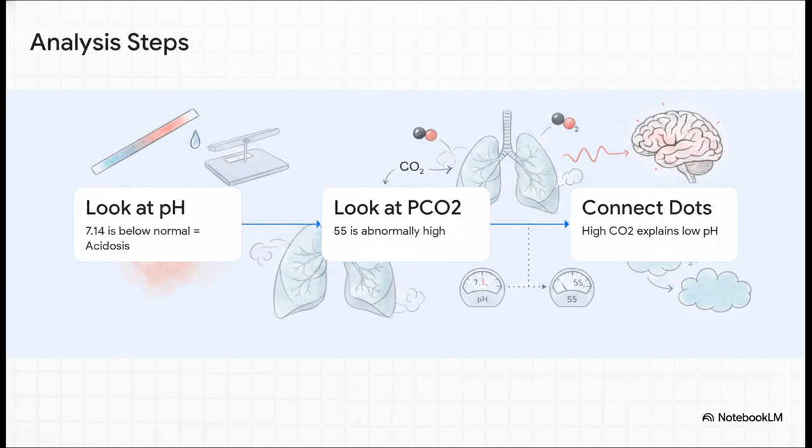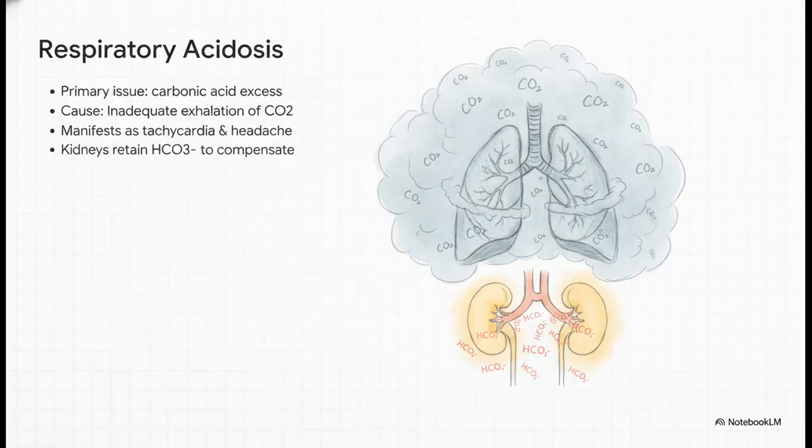Step 2. Look at the PCO2. Normal is generally 35 to 45. This one is 55. That is abnormally high, meaning there is an excess of acid in the blood. Step 3. Connect the dots. The high CO2 perfectly explains that low pH. And since CO2 is controlled by the lungs, the primary issue has to be respiratory. And there's our verdict: respiratory acidosis.